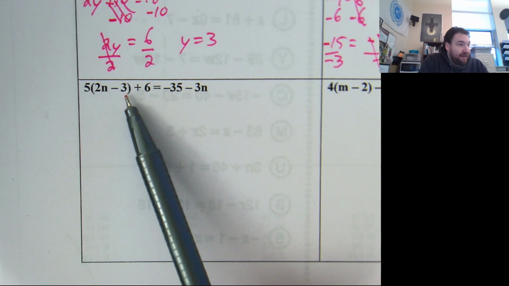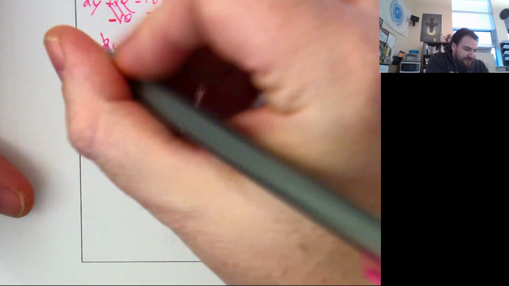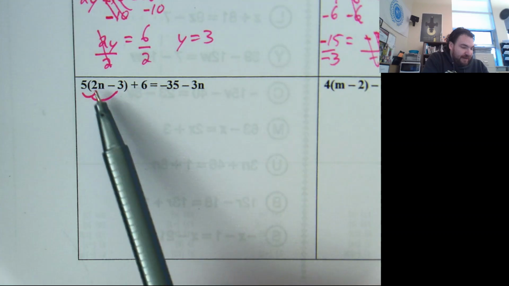Multiplying onto just the brackets. So this is going to end when that bracket closes. So the 5 just gets multiplied in there and there. That's it. Just onto the 2n and the negative 3.